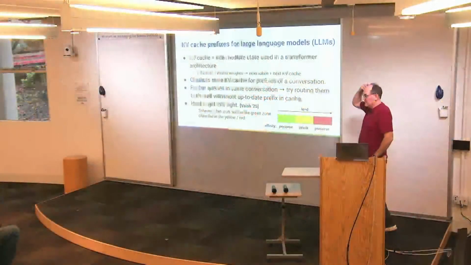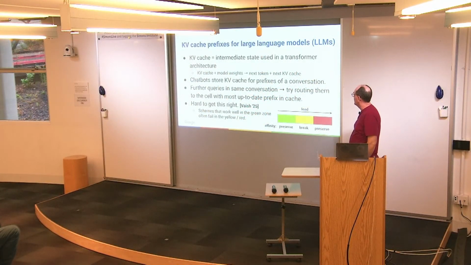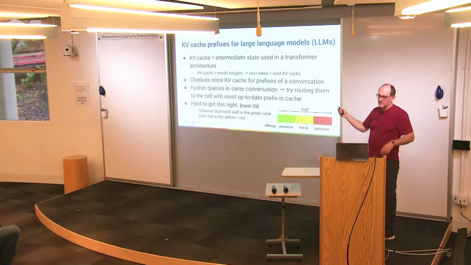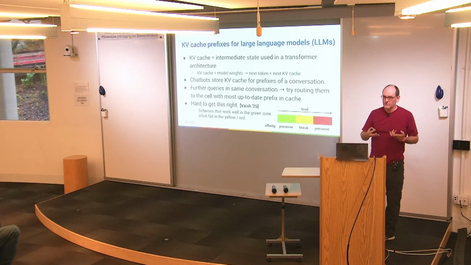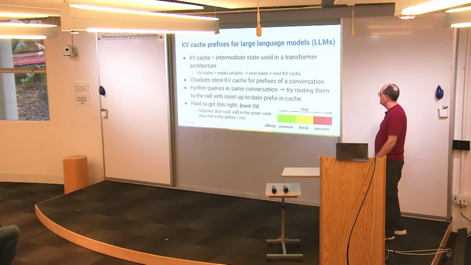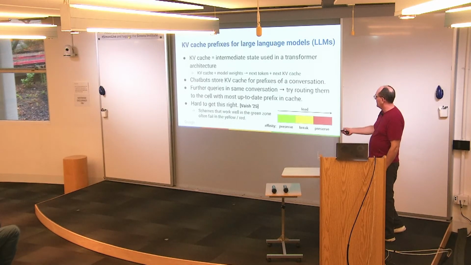All right, so here's the billion-dollar question. LLMs, everybody is very interested in those these days. For that reason, I can't say too much about this, but there's something called the KV cache. That's just the intermediate state that a transformer uses to help it produce the next token. If you have the KV cache for the current state of your conversation, plus the model weights, that gives you the next token that it's going to output, plus the next KV cache.